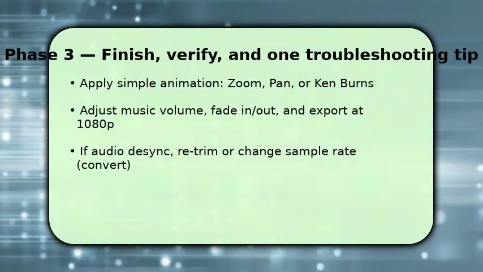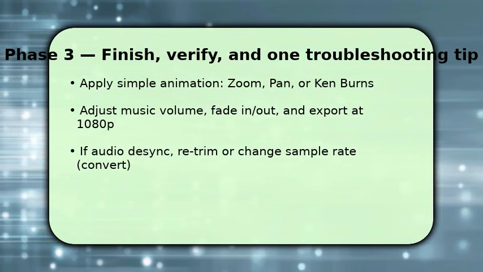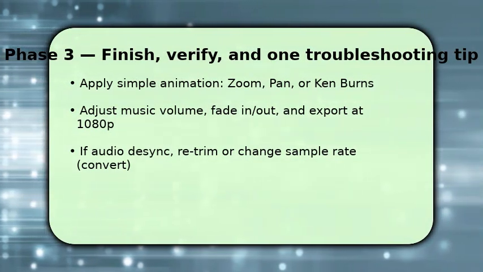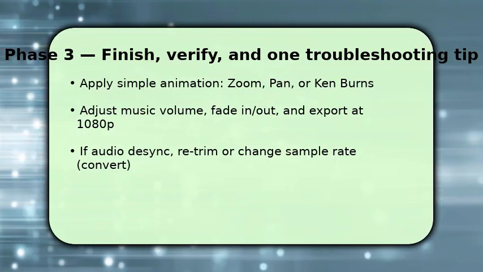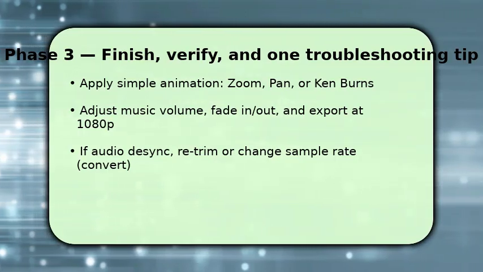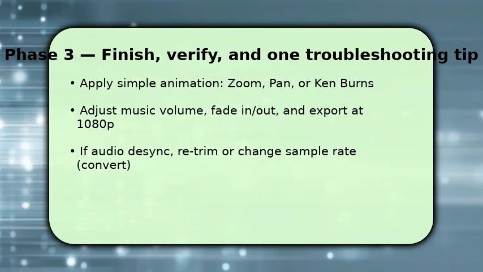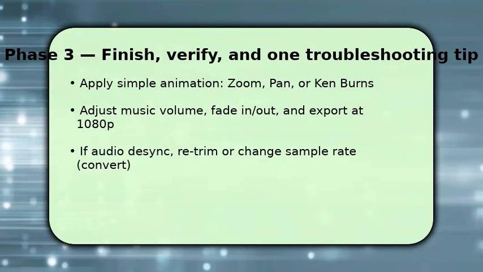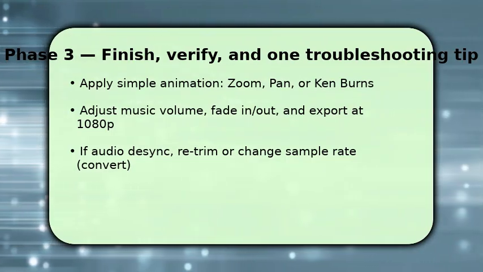Finally, you polish and export. Add subtle animation like zoom or pan to introduce motion. Use the animation menu for presets. Adjust music volume and add fade in or fade out so audio feels natural. Set export to 1080p for sharp results.